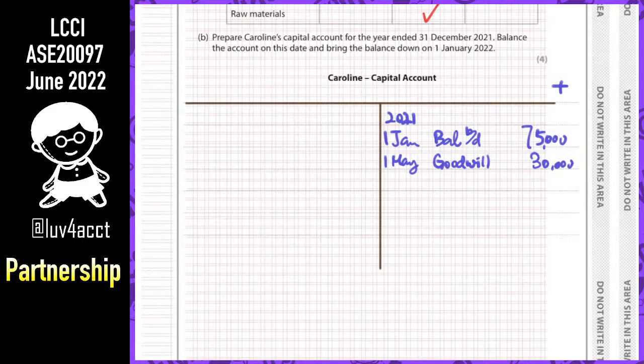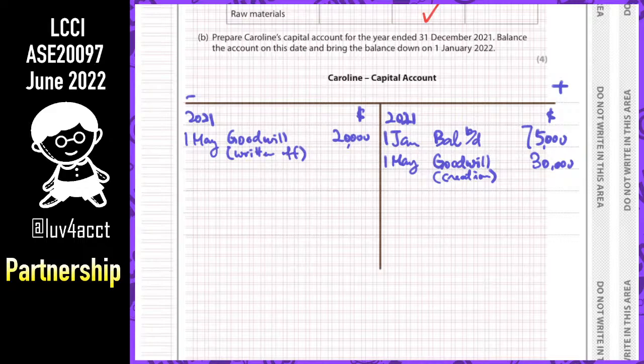But then immediately after the admission of Lucy, we will have to write it off. 1st of May, we deduct the amount of goodwill. So it is a loss, less asset, and this loss has to be borne by the 3 partners equally. So 20,000 here, goodwill. This is the creation of goodwill, and this is goodwill written off.